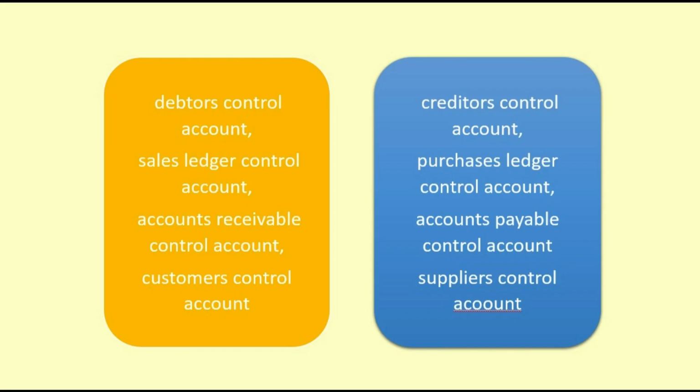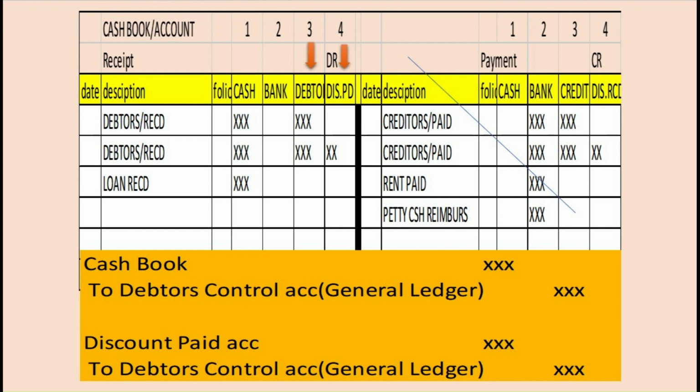Dear students, debtors control account, sales ledger control account, accounts receivable control account, customers control account all refer to the same account. Similarly, the other most commonly used control account is the creditors control account. Creditors control account, purchases ledger control account, accounts payable control account, suppliers control account all refer to the same account.